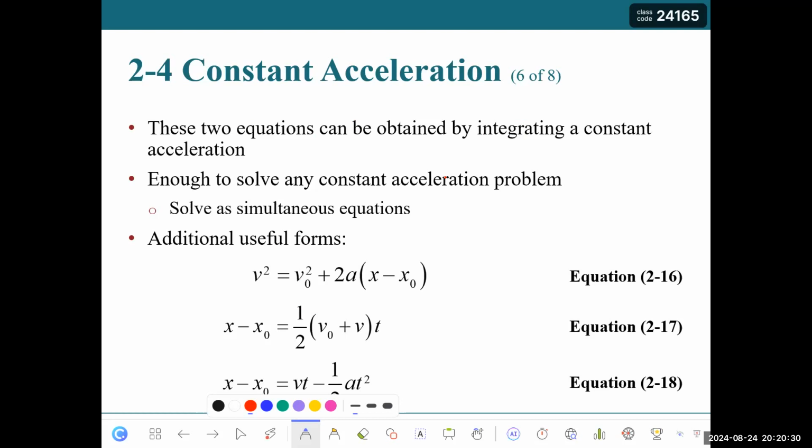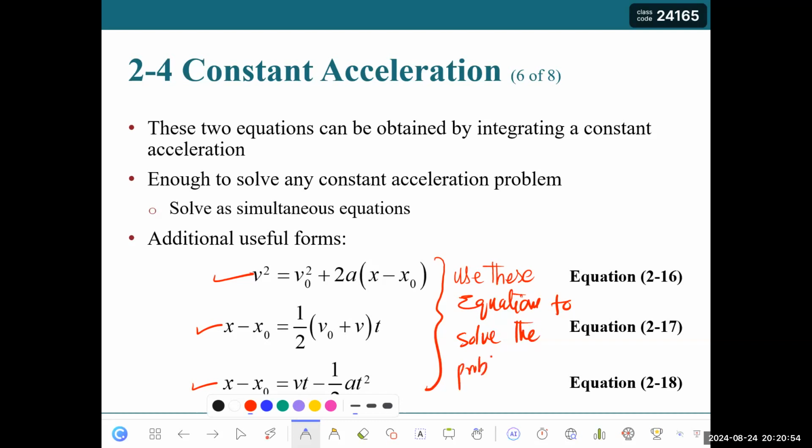So bottom line is that we have three equations right now: equation number one, equation number two, equation number three. We are going to use these equations to solve problems of motion in a straight line. Okay.